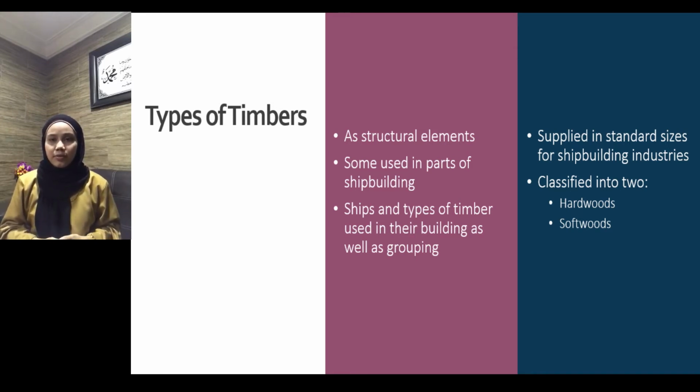For the definition, wood in shipbuilding serves as a structural element. In addition, it is also used for some other shipbuilding parts. Next, the timbers used in shipbuilding are intended for ships, and the types of timber used in shipbuilding are grouped. Providing standard sizes for the shipping industry is also one of the types of timber use in shipbuilding. Types of timber are also classified into two: hardwoods and softwoods.